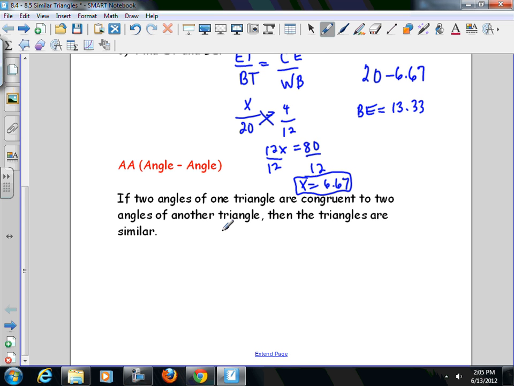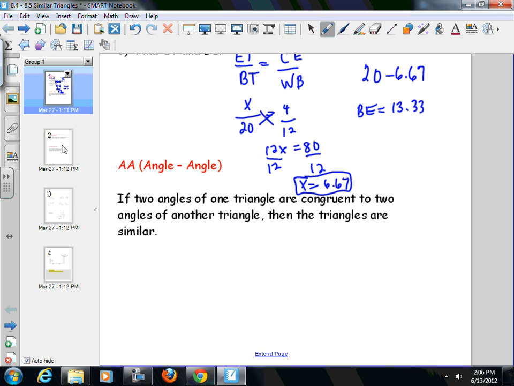Next, we're going to talk about something called angle-angle when it comes to similarity. If two angles of one triangle are congruent to two angles of another triangle, then the triangles are similar, and that's all you need to prove that those triangles are similar. We're going to be demonstrating these in just a few moments.